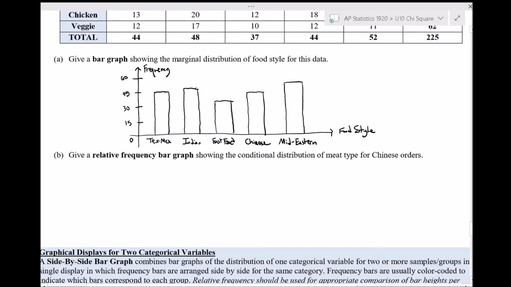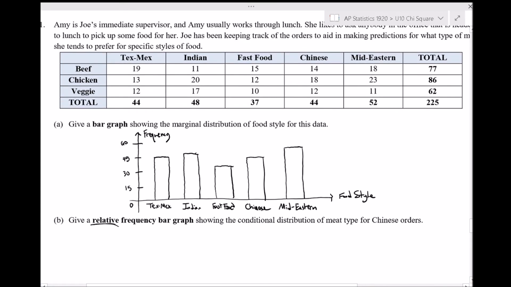Letter B, give a relative frequency bar graph. So now they're asking specifically for a relative frequency bar graph showing the conditional distribution of meat type for Chinese orders. So going back to earlier, oh crap, she wants Chinese. What type of meat should I order for that? So should it be a chicken plate, a beef plate, or should I get it vegetarian? So what we're going to do here then is graph the conditional distribution for protein type or meat type out of just the Chinese orders.